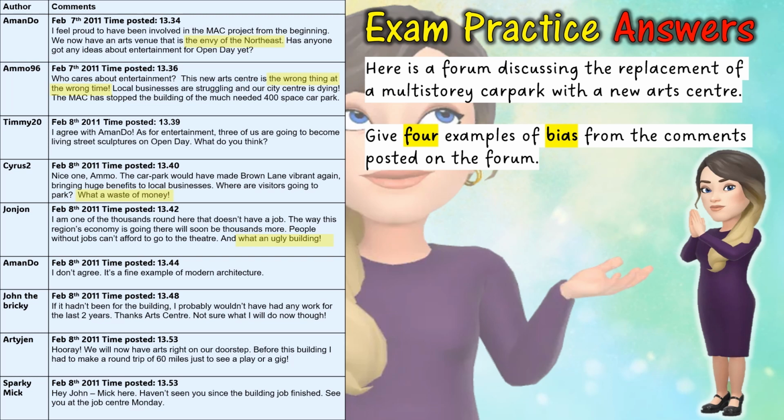And then lastly, number 5, Amandu again posts, I don't agree, and it's a fine example of modern architecture. Again, Amandu was involved in the creation of the art centre, so again we can say this is prejudiced, therefore it's biased. So the question only asks for 4 examples, but there are 5 there to choose from. So you could even put 1 for good luck, just in case. How did you do?